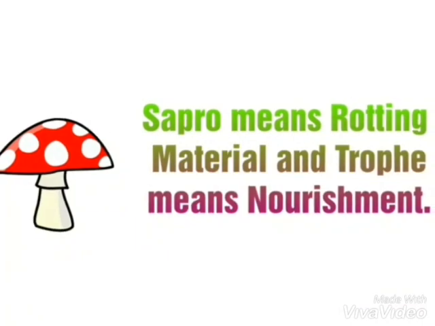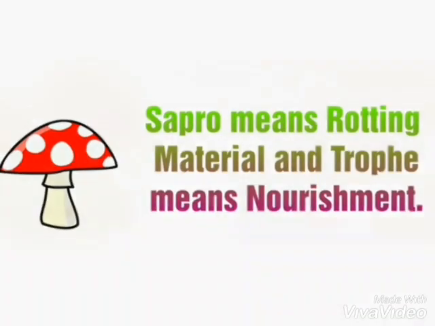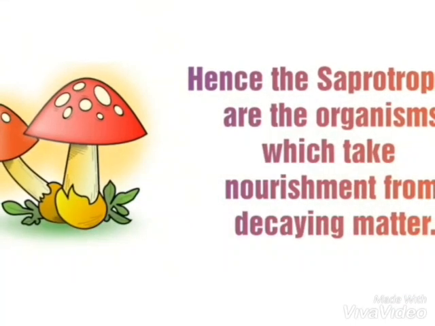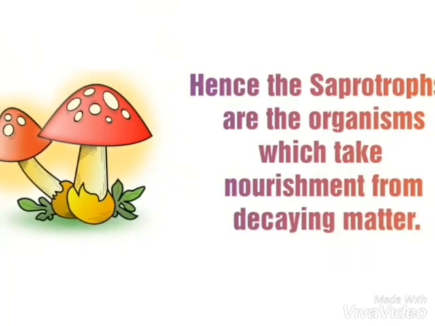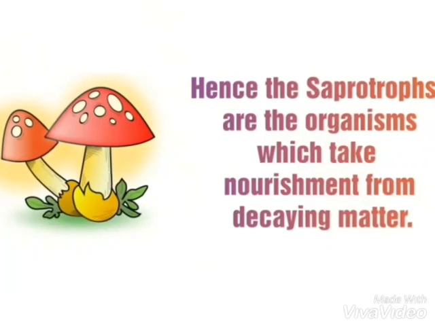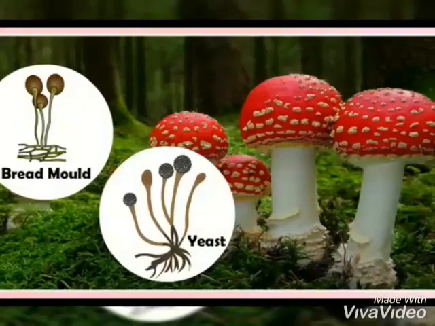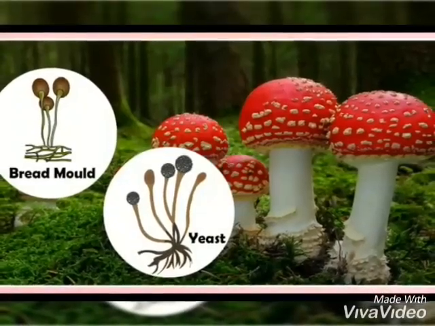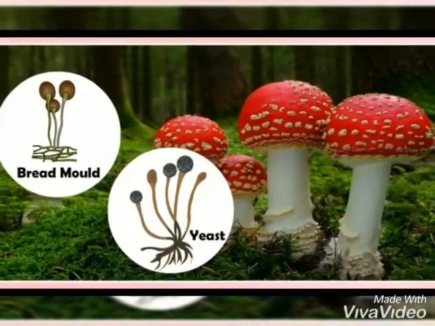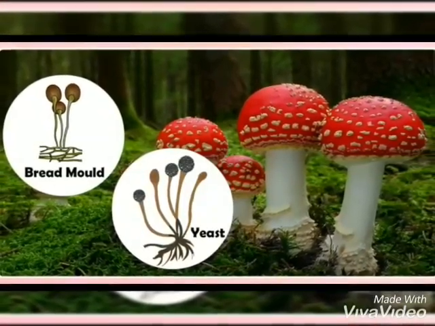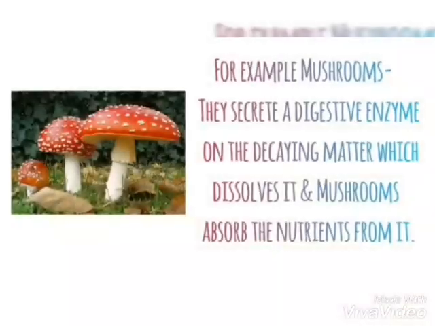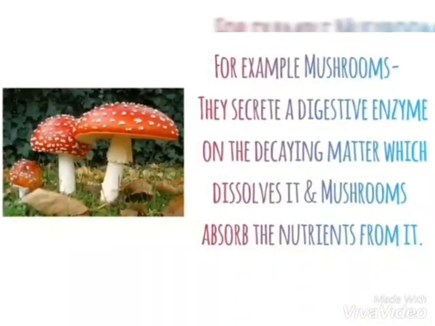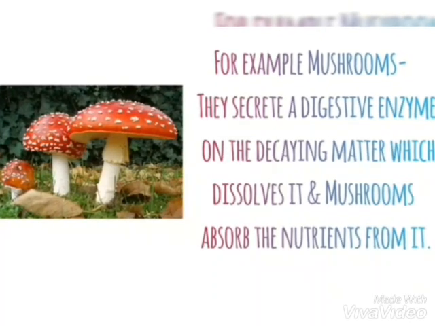Sapro means rotting material and troph means nourishment. These saprotrophs are organisms which take nutrition from dead and decaying matter. They secrete digestive juices and convert the decaying matter into solution and absorb it. Mushrooms are not plants, they belong to the fungi kingdom. Brightly colored mushrooms are highly poisonous. Some varieties of mushrooms are edible.